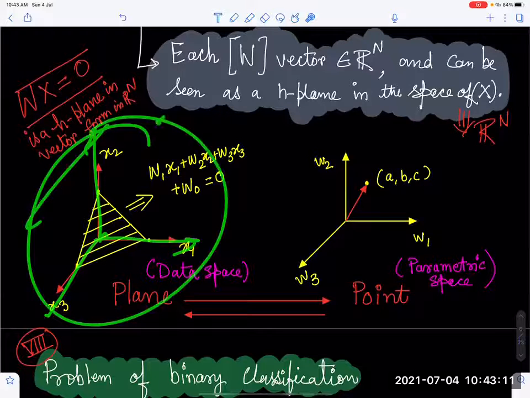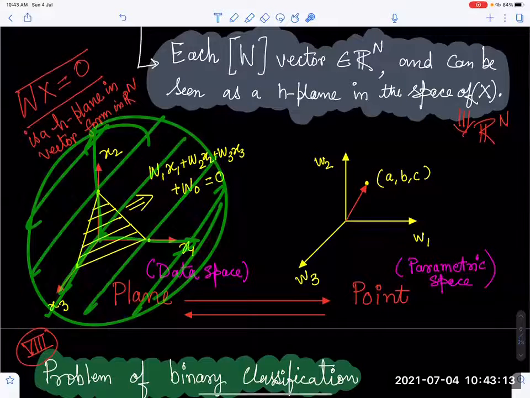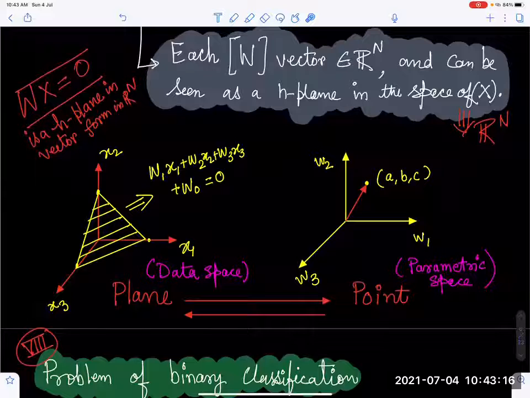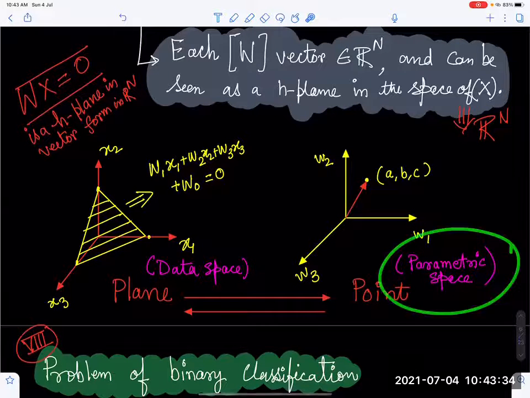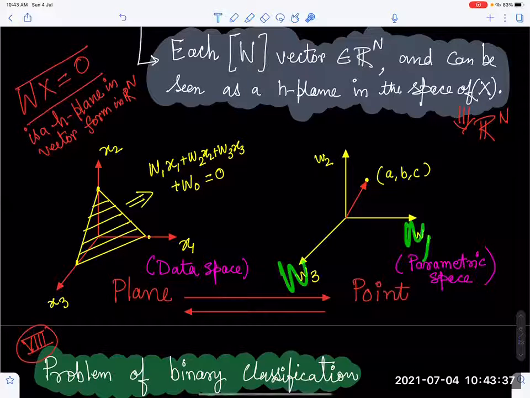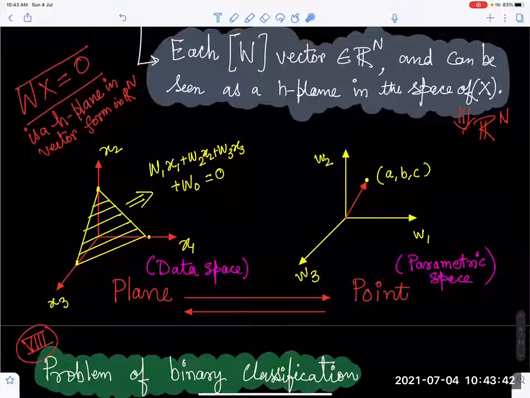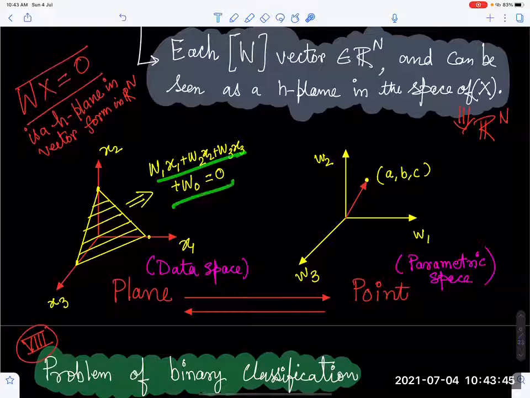This is my data. All my points are here. And if I take any plane like this, that plane can be represented like this. No issues, we have already seen. And now I'm plotting another space. This is a parametric space where we have W1, W2 and W3. Three things are there. What are these three things? These are the weights.